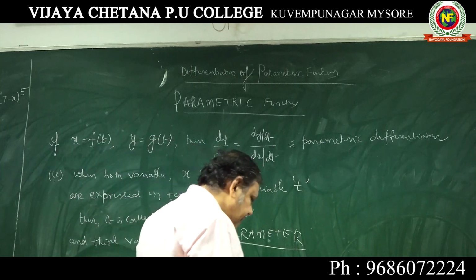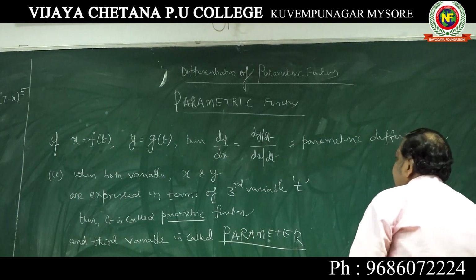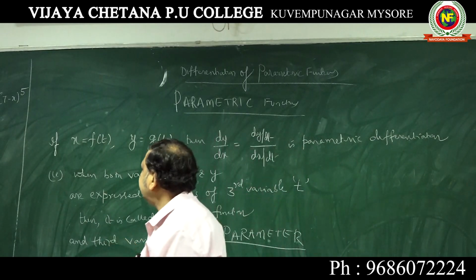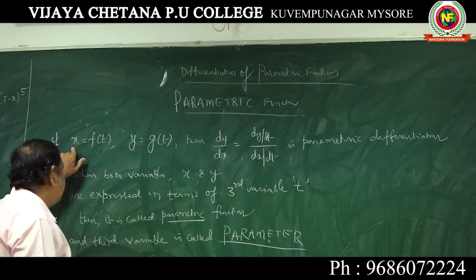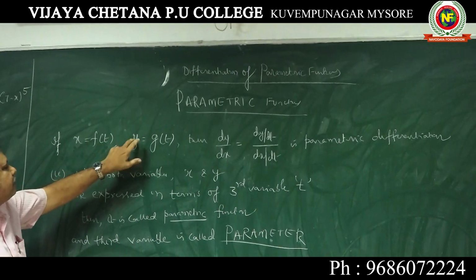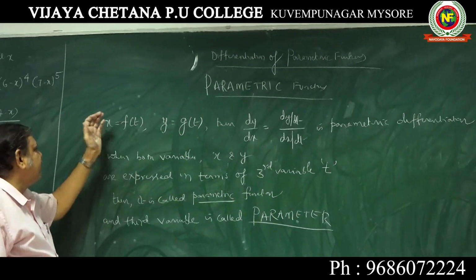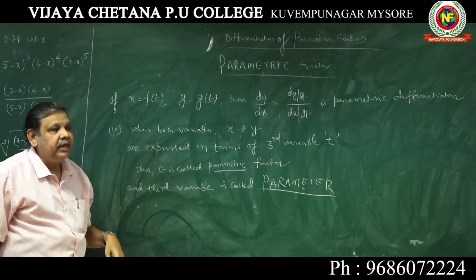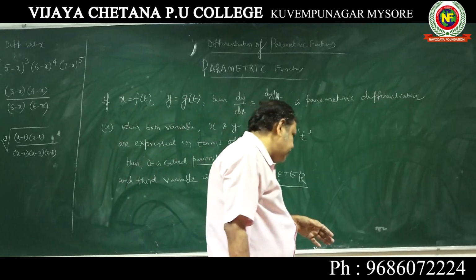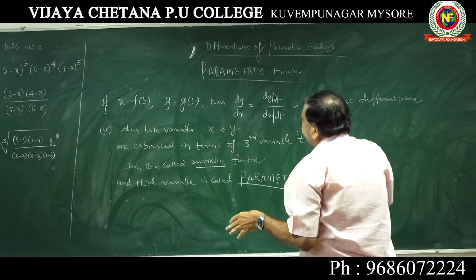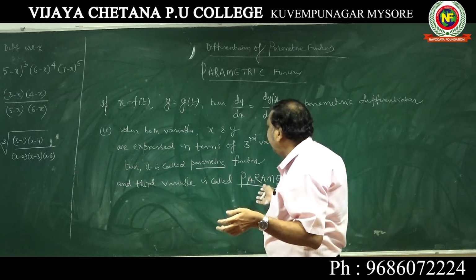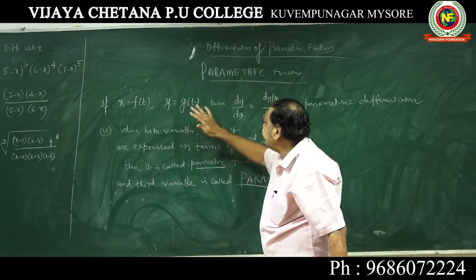That means a parametric function is one where both x and y are expressed by a third variable. x is expressed in terms of t, y is also expressed in terms of t. That is, x is a function of t, y is a function of t. So when both variables or both functions are expressed in terms of a third variable t, this third variable we call the parameter, and then it is called a parametric function.